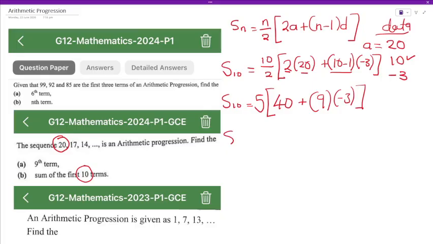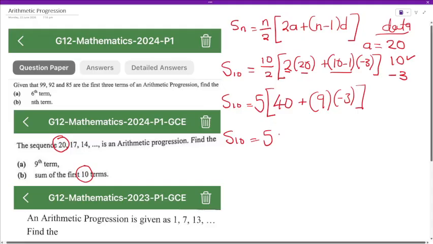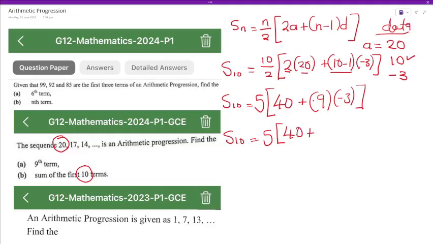So we're now going to say sum of the first 10 terms is equal to 5. Don't forget this 5 here. Okay, 5, open square bracket, 40 plus. If you don't see the sign, it means it's a positive. So we say positive times a negative there, it gives us a negative. 9 times 3 is 27.